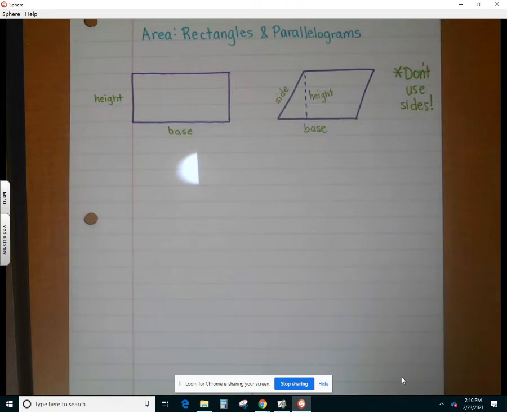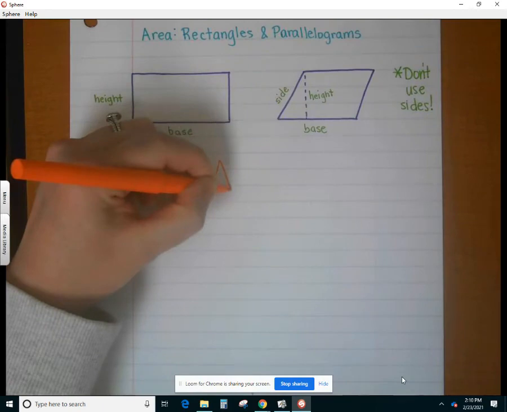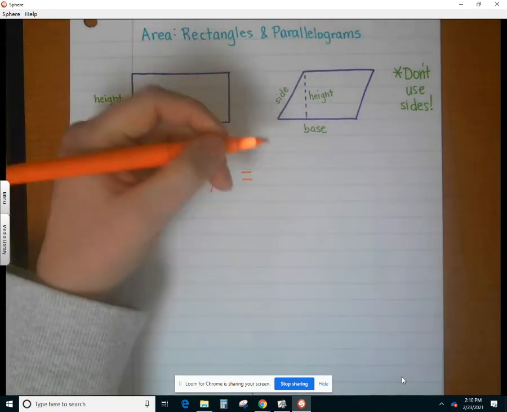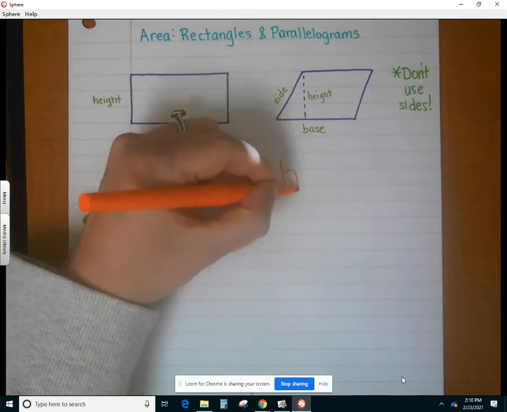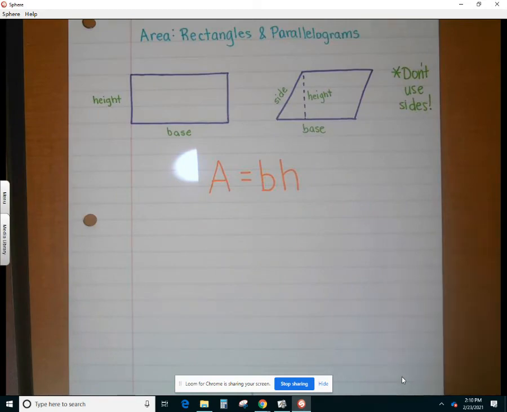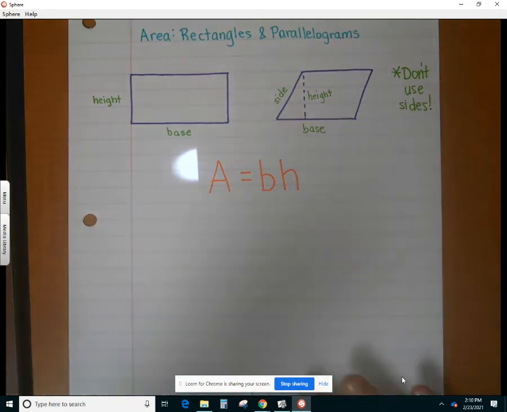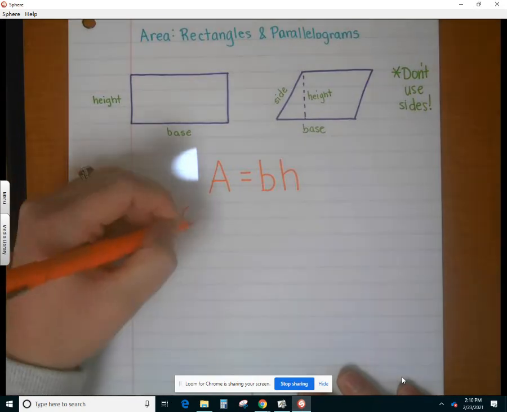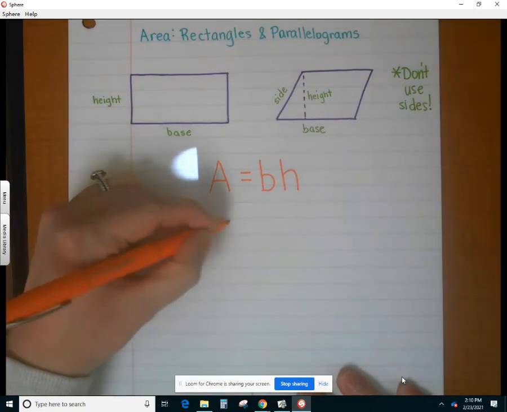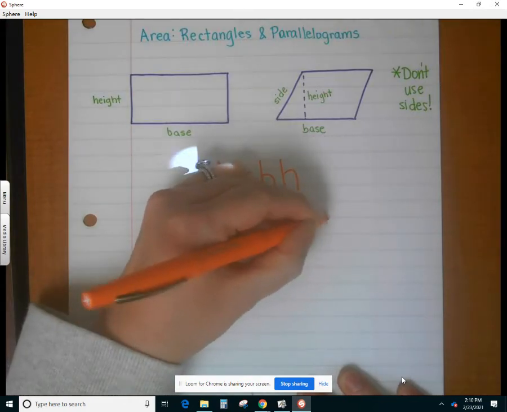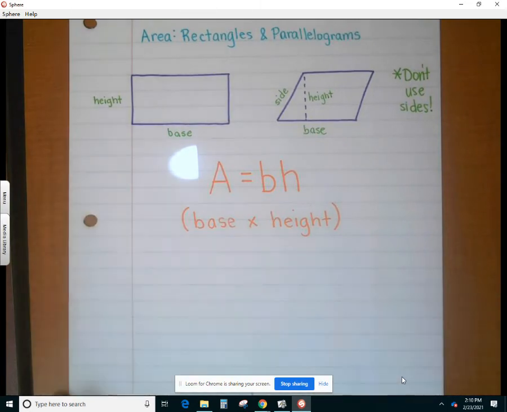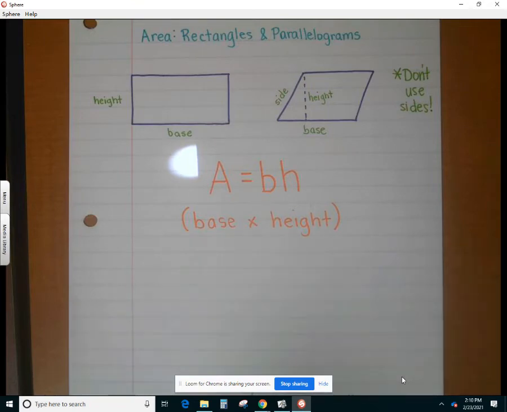So let's go ahead and write down what that formula is. And I'm going to write this nice and big. We just saw it on the STAAR chart. A equals BH, or B times H, because remember when those are next to each other, it means multiply. But let's write in parentheses for ourselves so that we remember this means base times height. Okay, and so let's look at an example of this.